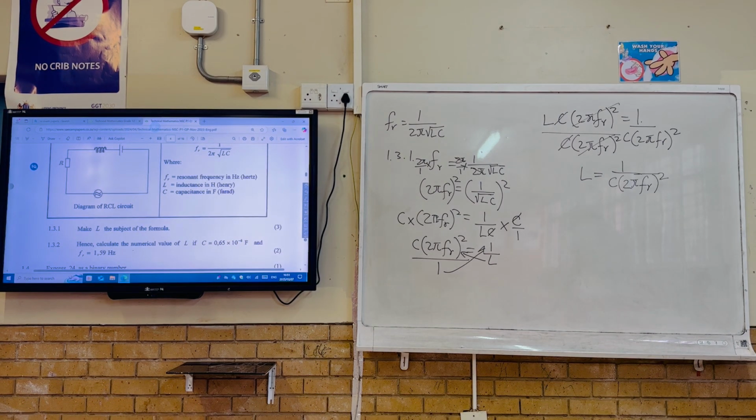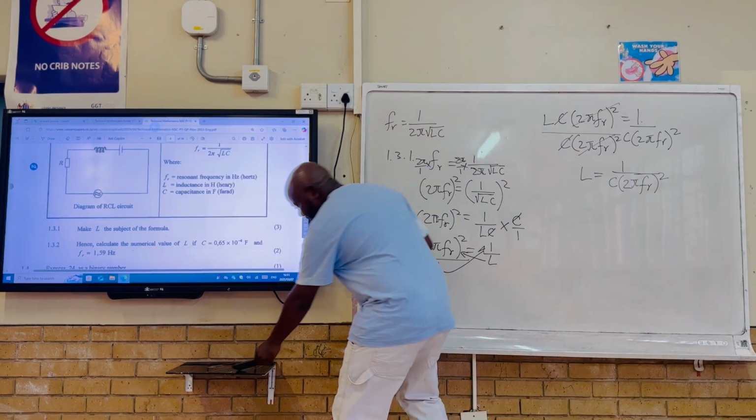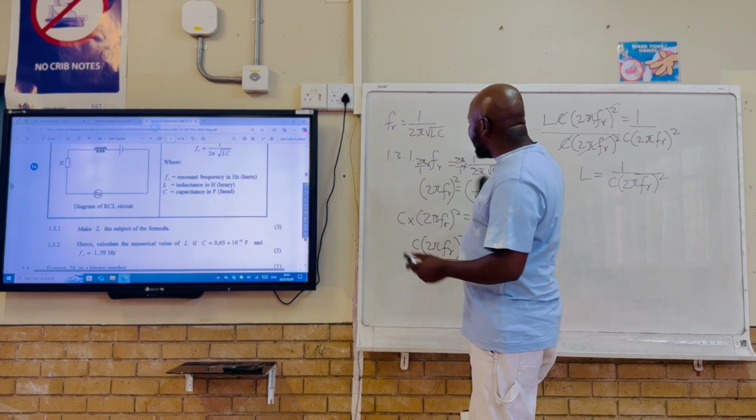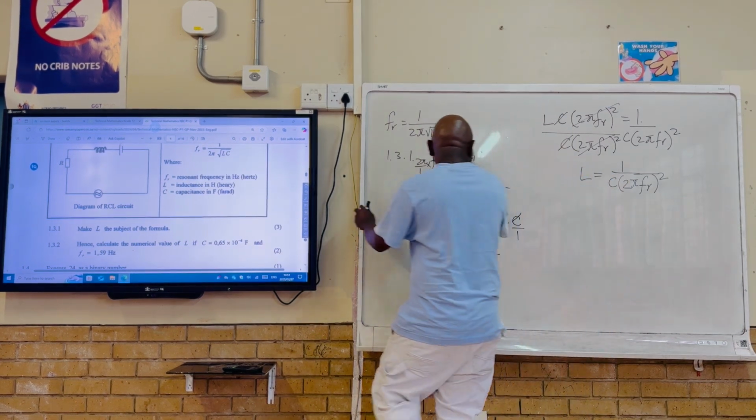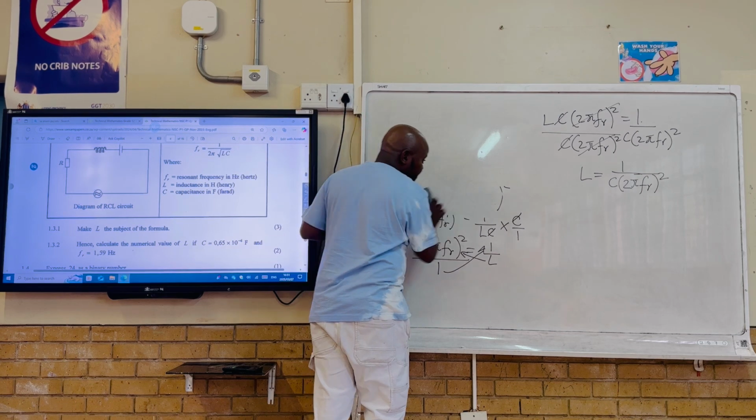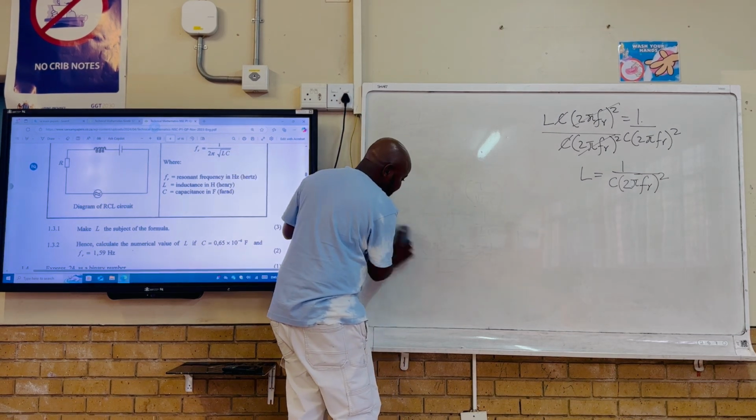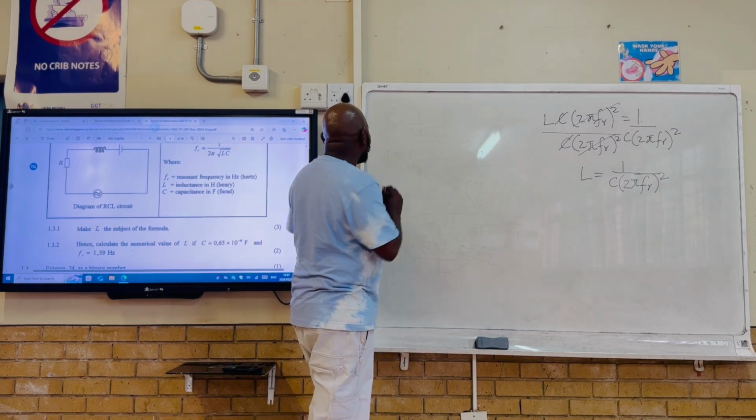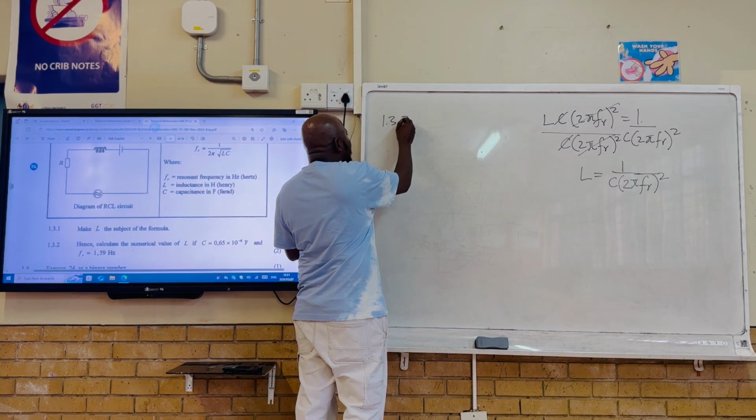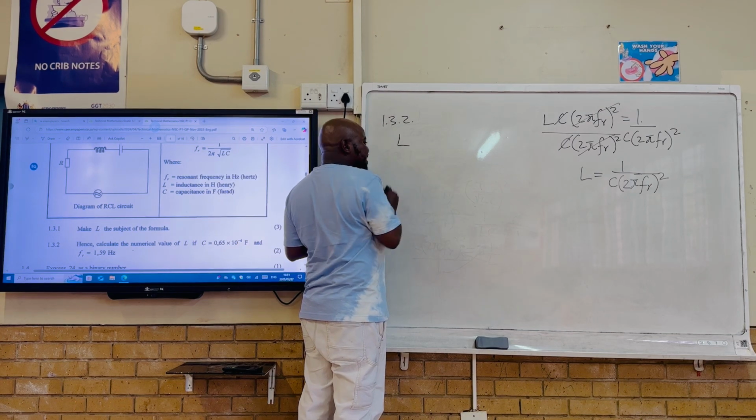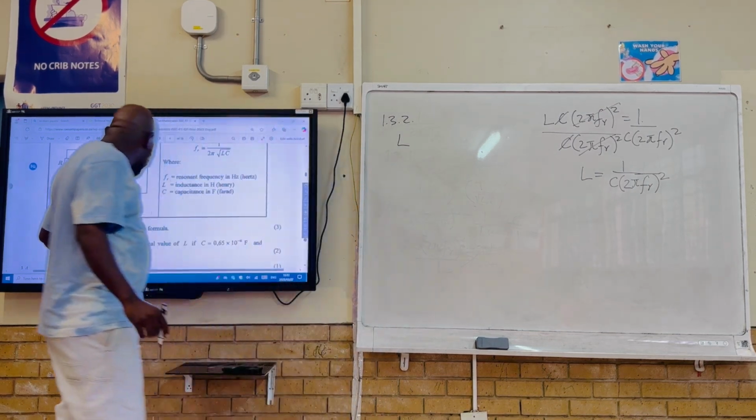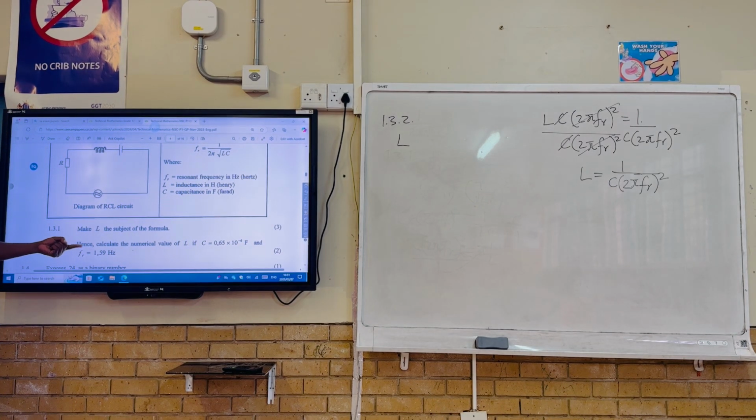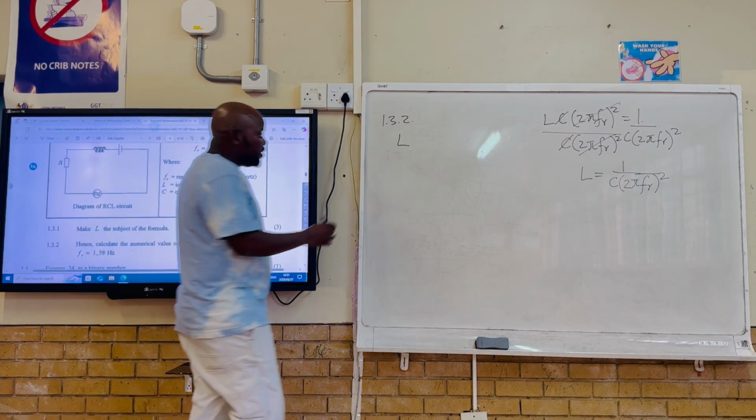Now let me just place my calculator there. I'm not going to write that part now. With 1.3.2, there is an English that says hence. It simply means once we hear this word hence, we must use what we got in 1.3.1 to determine the solution in 1.3.2 there.